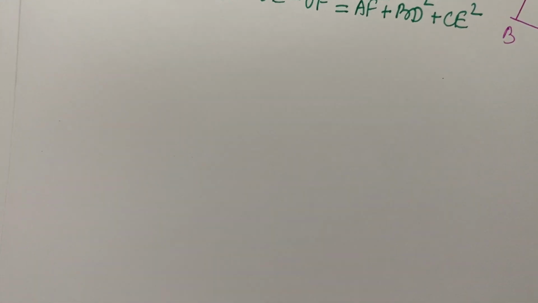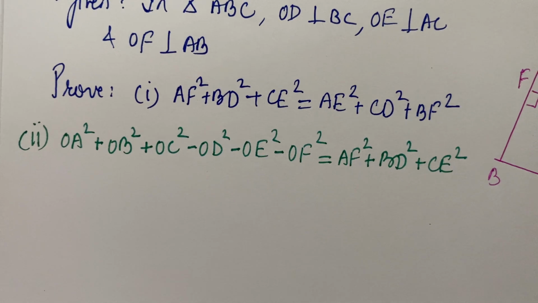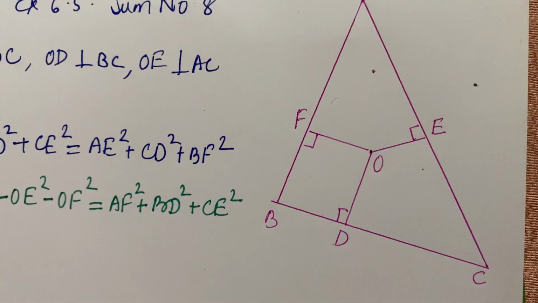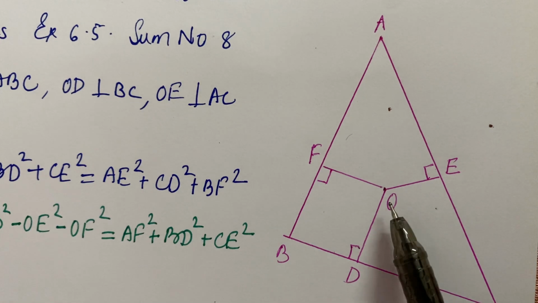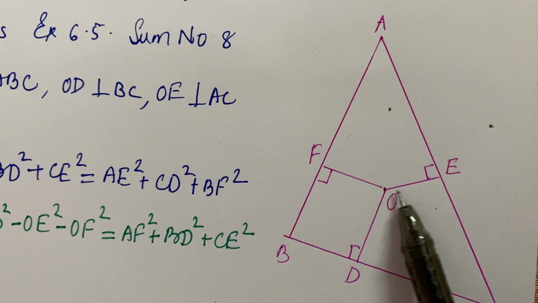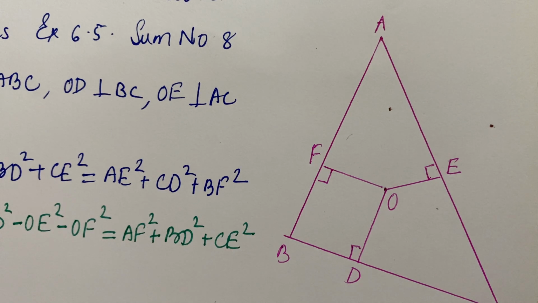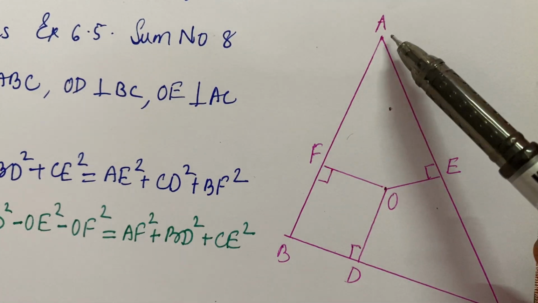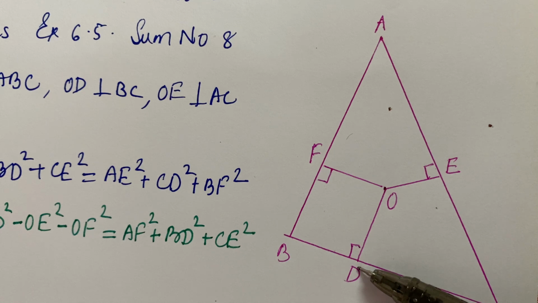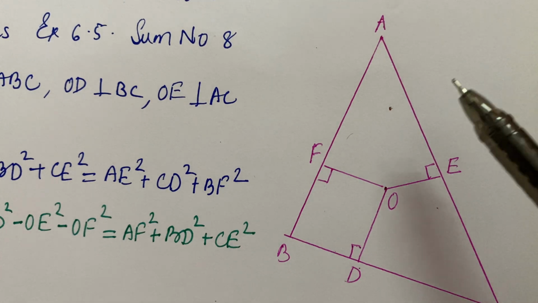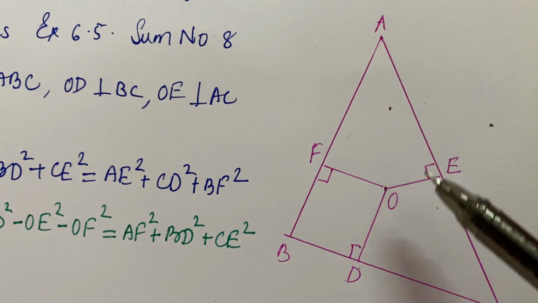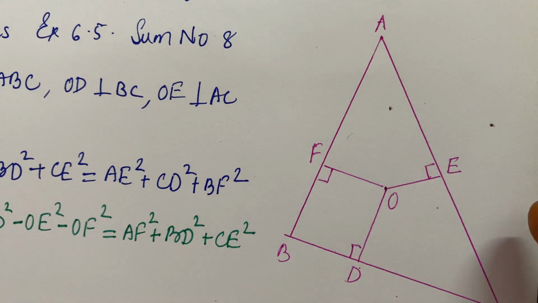Okay, now we come to sum number 8. In this sum number 8, you are given a triangle ABC where point O lies in the interior such that OE is perpendicular to AC, OD is perpendicular to BC, and OF is perpendicular to AB. You have to prove AF square plus BD square plus CE square is equal to AE square plus CD square plus BF square.